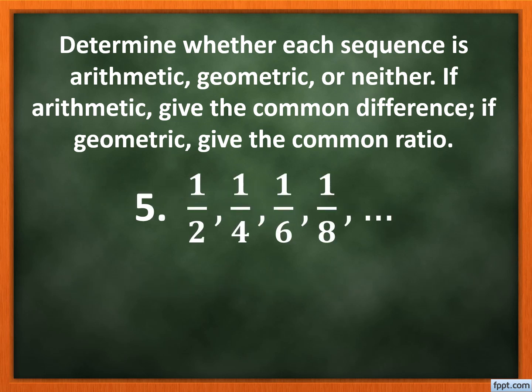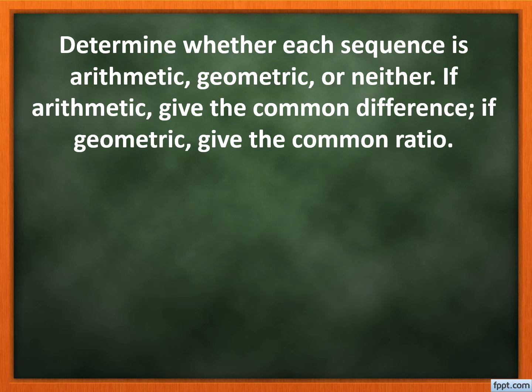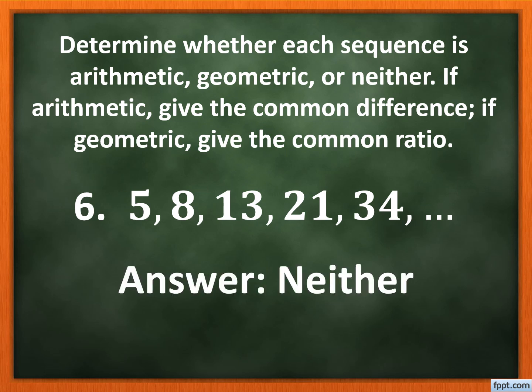For number 5, we have 1/2, 1/4, 1/6, 1/8, and so on. So the answer is neither. This is again an example of a sequence that is neither arithmetic nor geometric. So for number 6, we have 5, 8, 13, 21, 34. Again, the answer is neither.